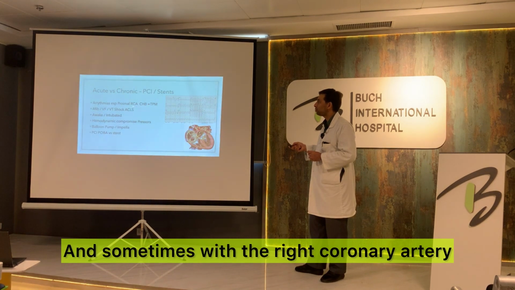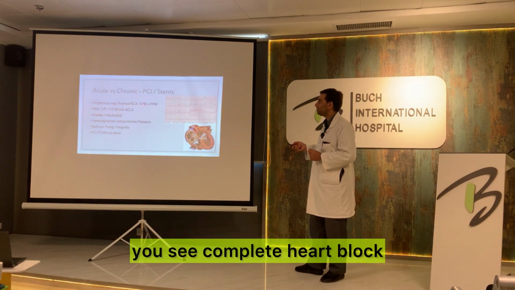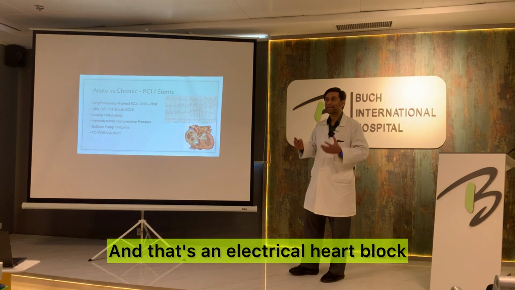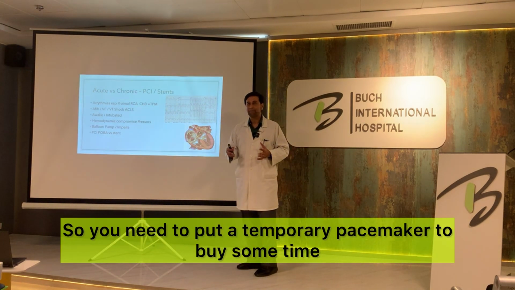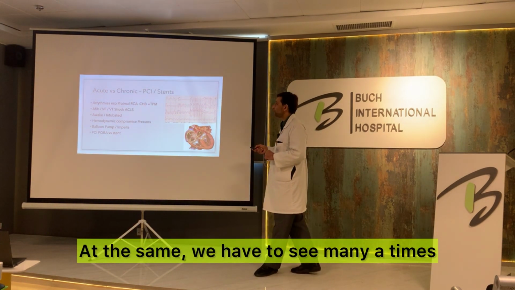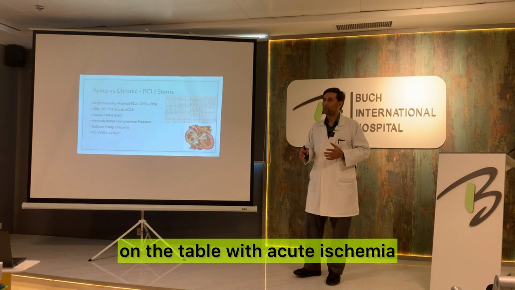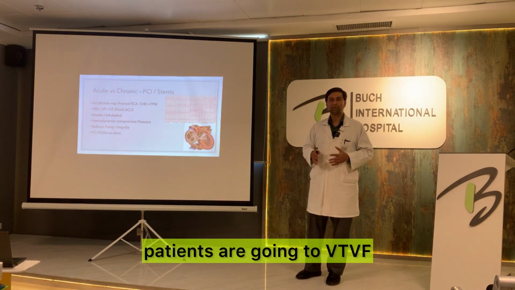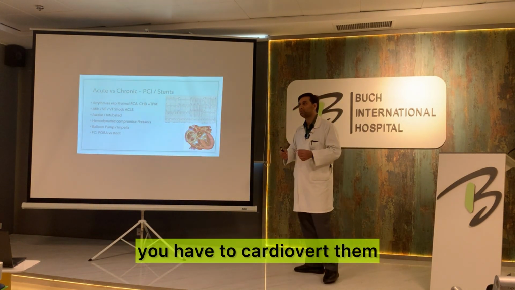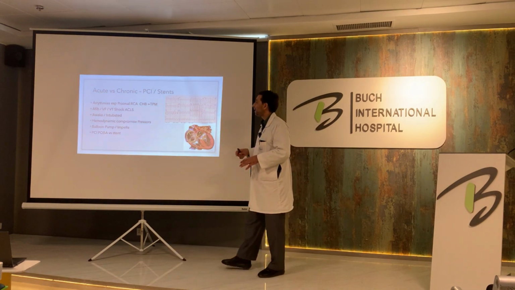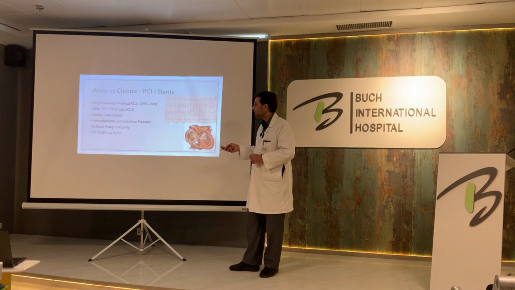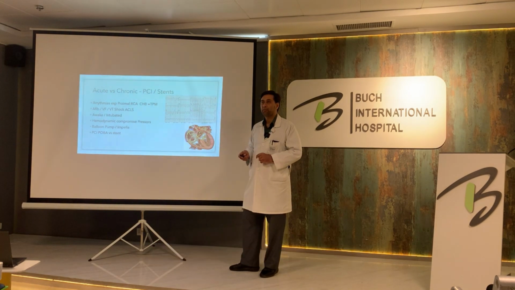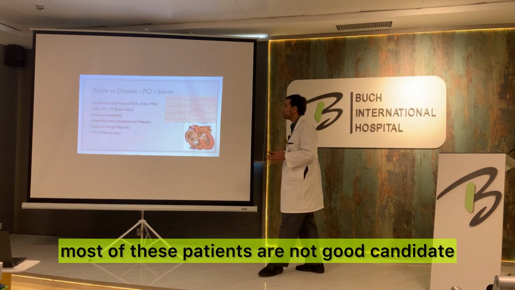Whenever this happens, you have to stabilize, and sometimes with the right coronary artery, you see complete heart block. And that's an electrical heart block. So you need to put in a temporary pacemaker to buy some time. At the same time, many times on the table with acute ischemia, patients go into VT, VF, you have to cardiovert them, you have to do CPR, and you have to intubate them. So all these factors go into deciding what you can do.